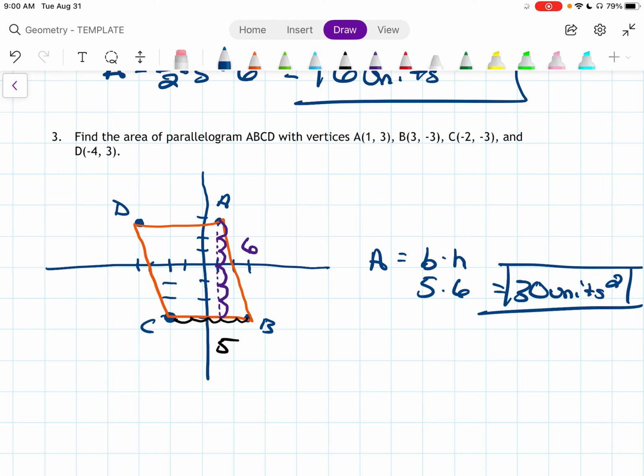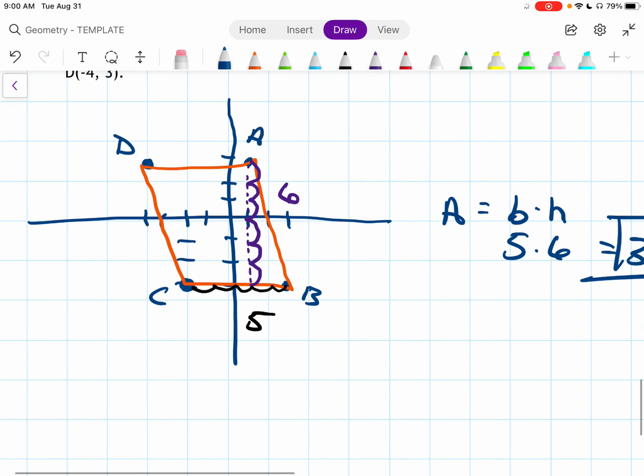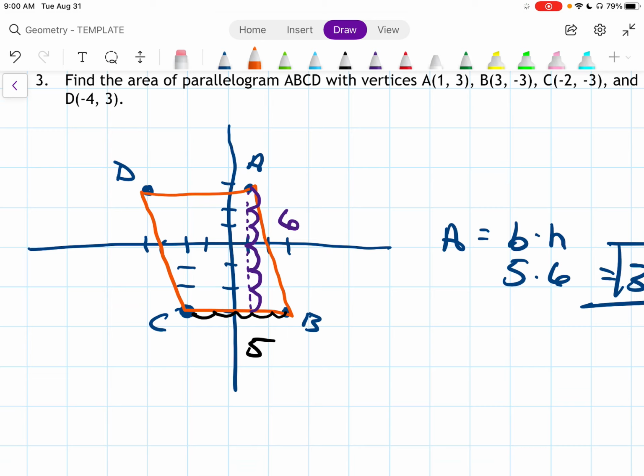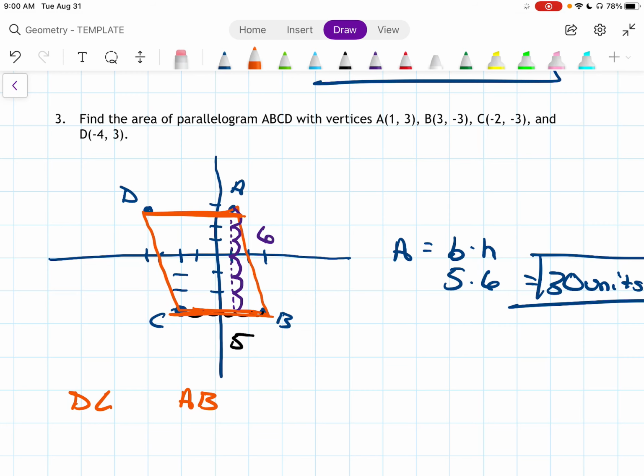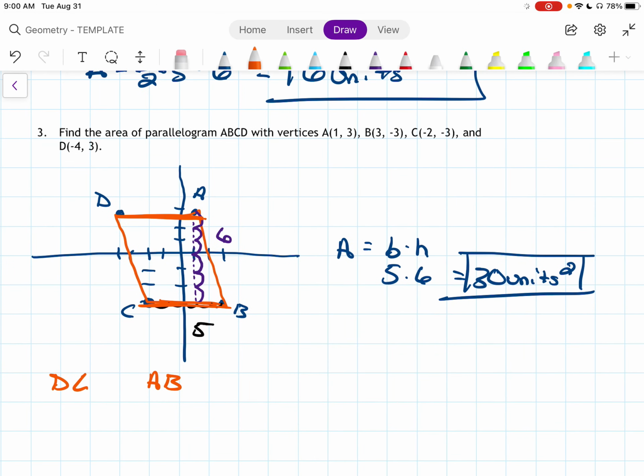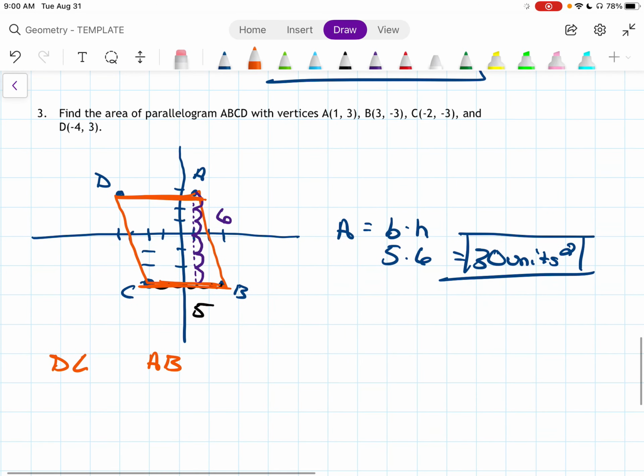If we were to find the perimeter, we would need to count over. We've already done that for the 5, for the bottom side here. We'd have to do that for the top side, and then we'd also have to find DC and AB, the slanted sides on the left and the right side of it. I'm not going to do that, but that is how you would do that on the homework.